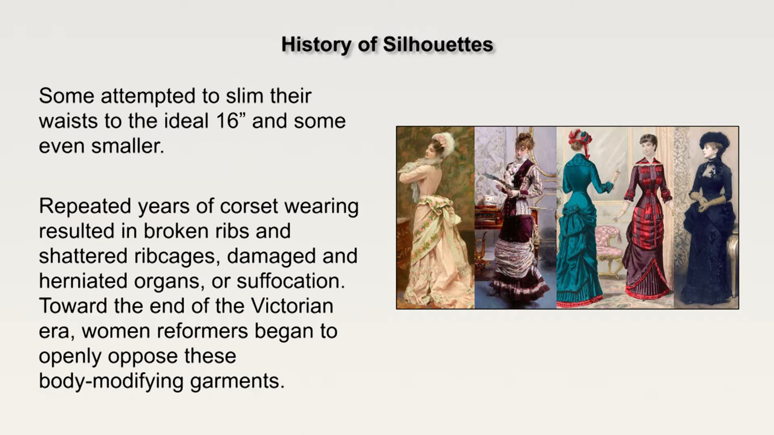Repeated years of corset wearing resulted in broken ribs and shattered rib cages, damaged and herniated organs, or suffocation. Towards the end of the Victorian era, women reformers began to openly oppose these body-modifying garments.